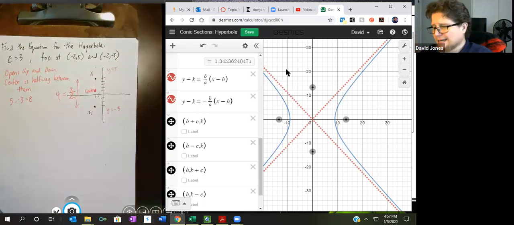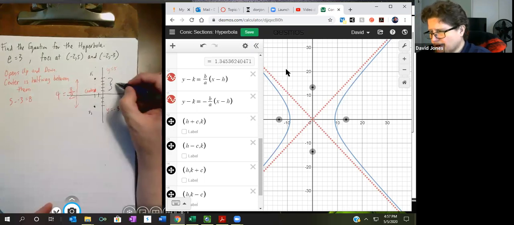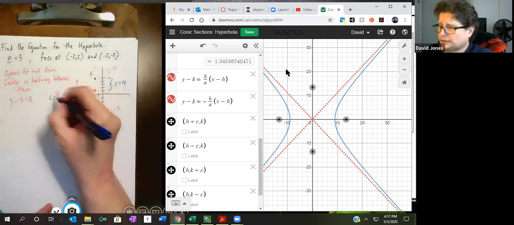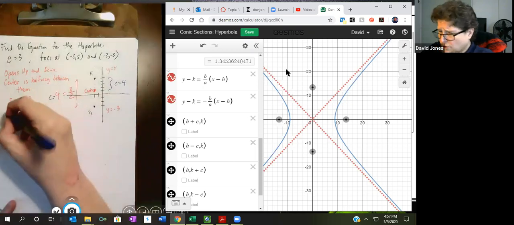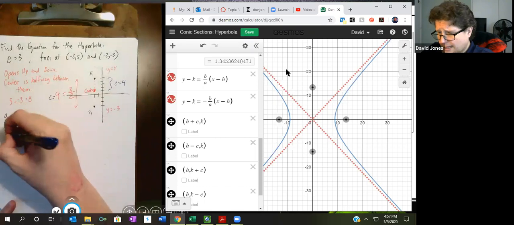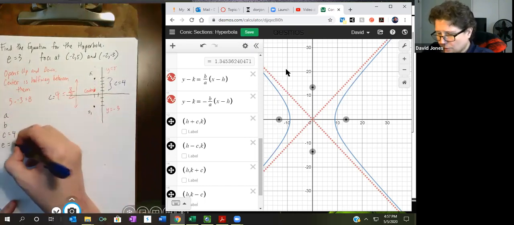What does that tell me? Well, this gives me C, right? The distance between the center and the foci is C. And we just calculated that as 4. So we don't have A, we don't have B, we have C equals 4, we have E equals 3.